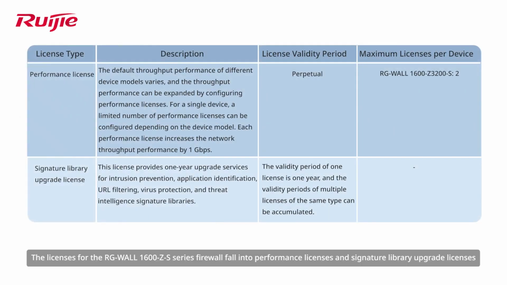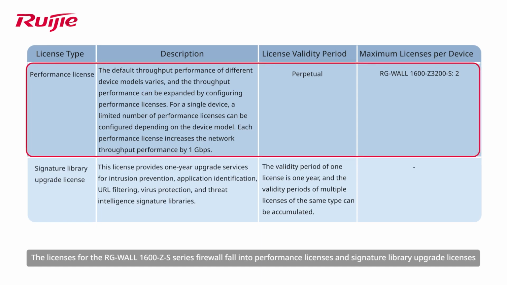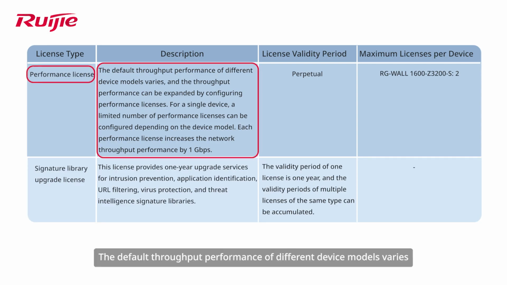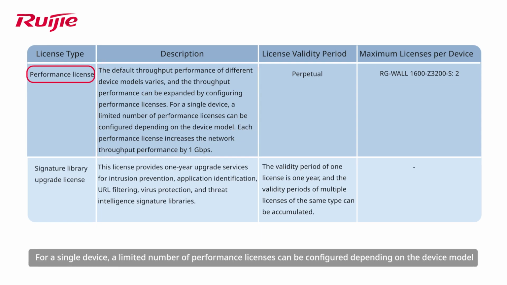The licenses for the Ruijie 1600Z S-Series firewall fall into performance licenses and signature library upgrade licenses. The default throughput performance of different device models varies, and the throughput performance can be expanded by configuring performance licenses. For a single device, a limited number of performance licenses can be configured depending on the device model.